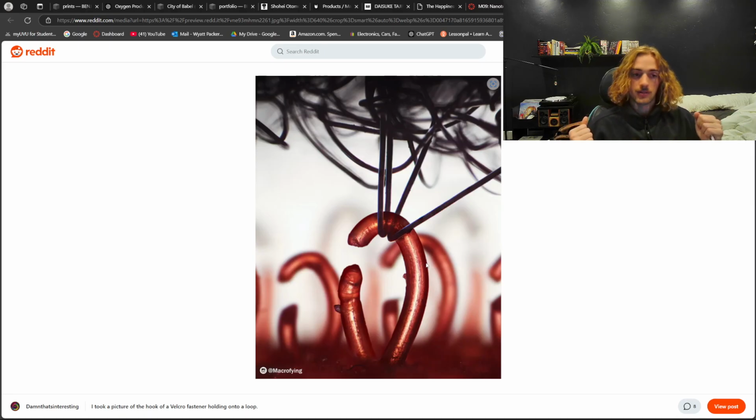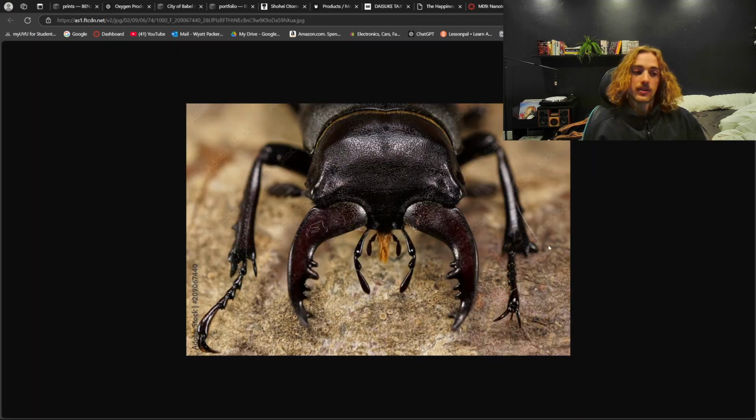a lot of friction. So the beetle works in much the same way as Velcro does, where these tiny hairs are digging into the bark and causing a lot of friction, allowing them to climb virtually almost anything.